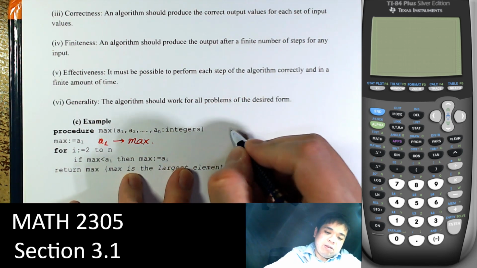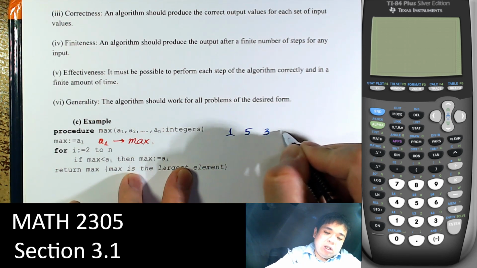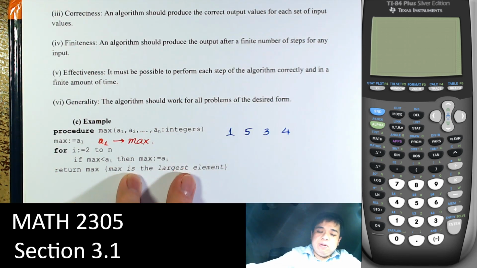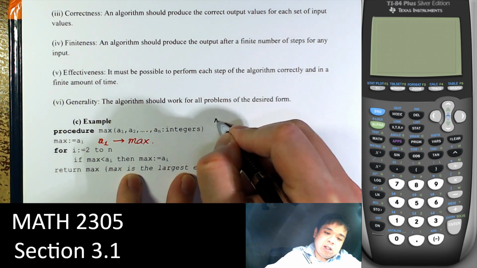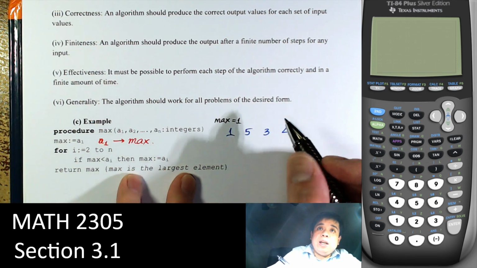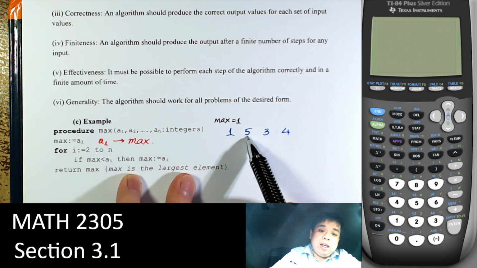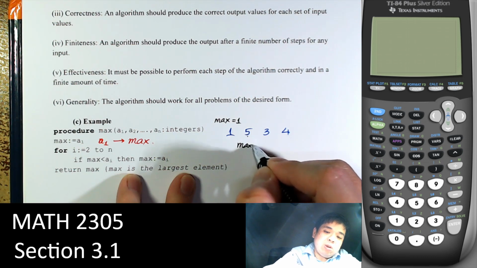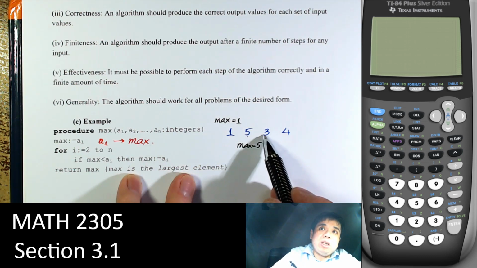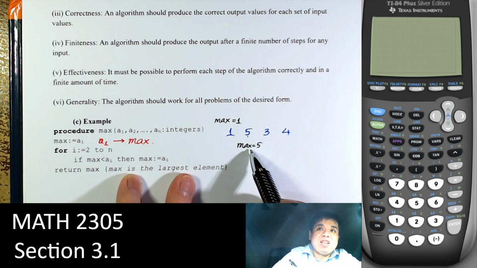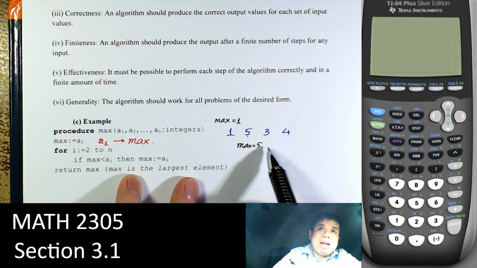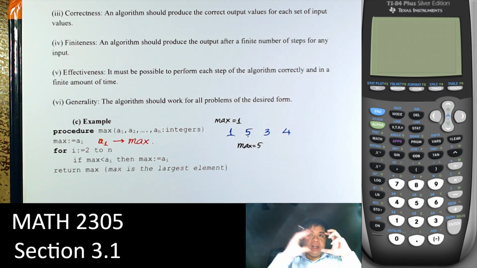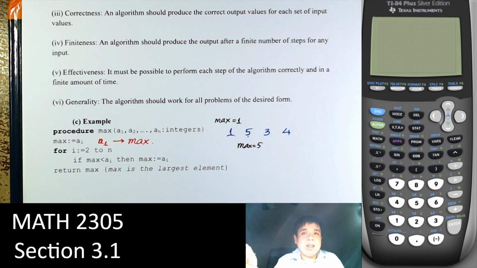So for example, if I have 1, 5, 3, and 4, first I say the max is equal to the first one, and then I compare that with the next one. The next one, 5, is bigger than that, so the new max is equal to 5. And then I take that and compare to 3. Oh, that's not bigger, so the max is still 5. Then you take max compared to 4. Well, that's still smaller, so the max is 5. So whatever is bigger, we replace that into the max, and then we just compare to the next one, and then the next one.